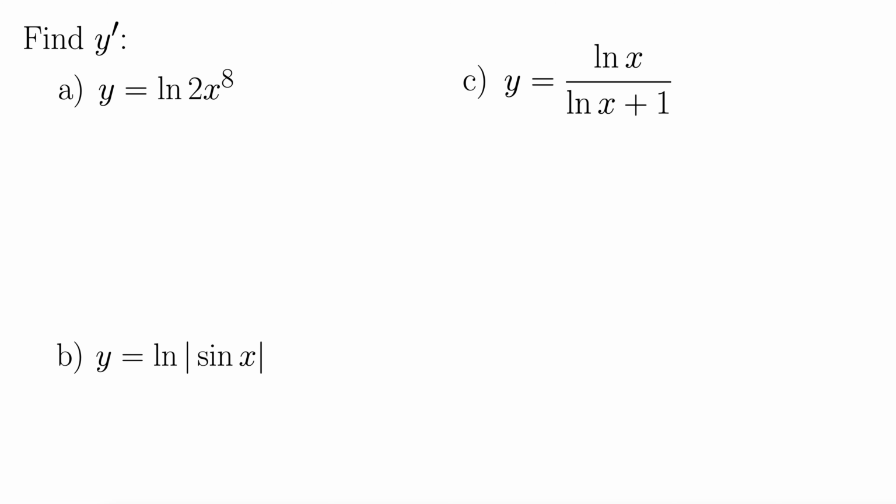Here we're asked to find the derivative in 3 examples involving natural log. So let's check out the first one. Part A says y equals natural log of 2x to the 8th. There are actually 2 different ways to approach this.